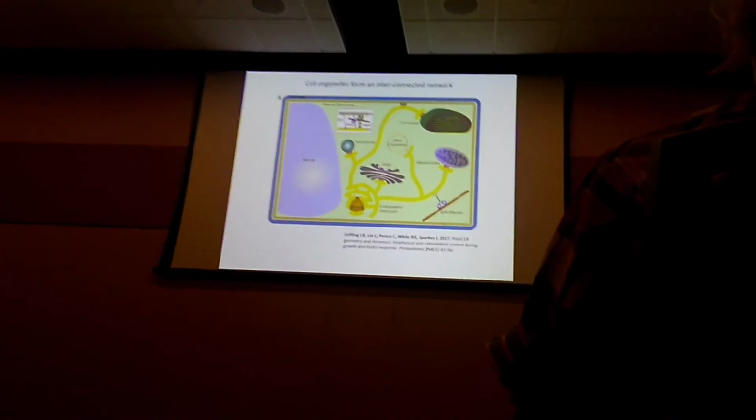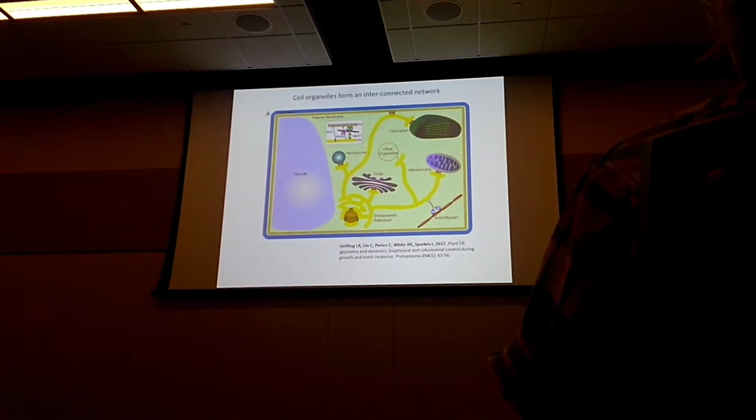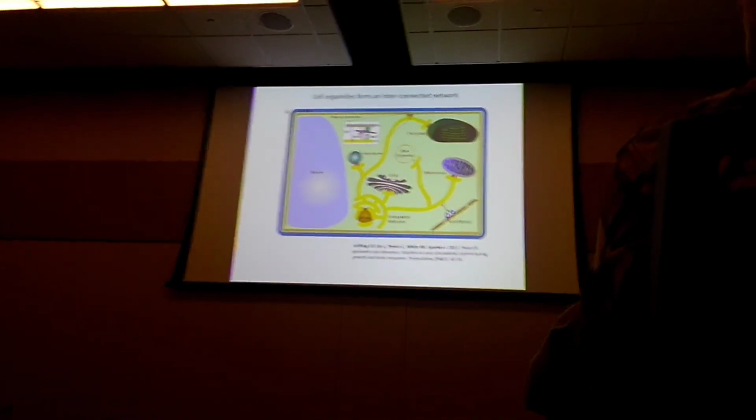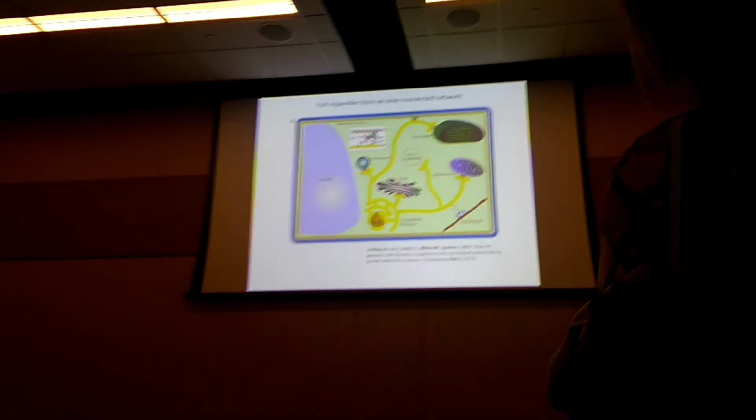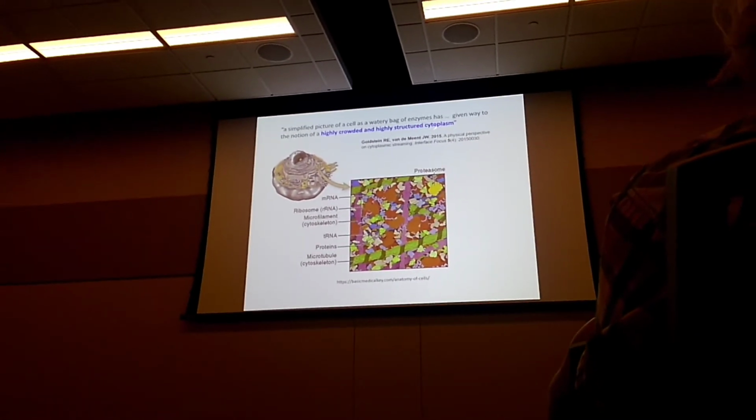Cell organelles are all interconnected. I didn't know this. I don't know how many people know this, but they're all interconnected all across everything. And the size and number of organelles changes with polyploidy. So you're getting all kinds of other effects possibly through that as well. And the cytoplasm itself is highly crowded and highly structured.